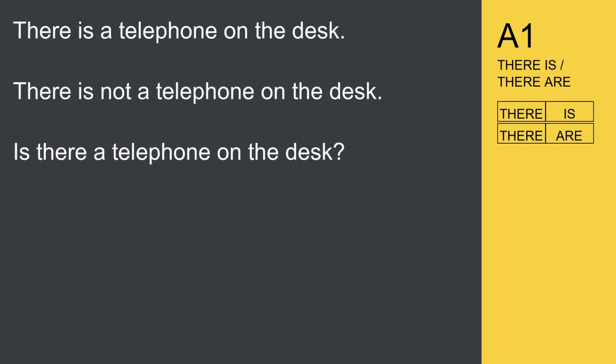There is a telephone on the desk. There is not a telephone on the desk. Is there a telephone on the desk?